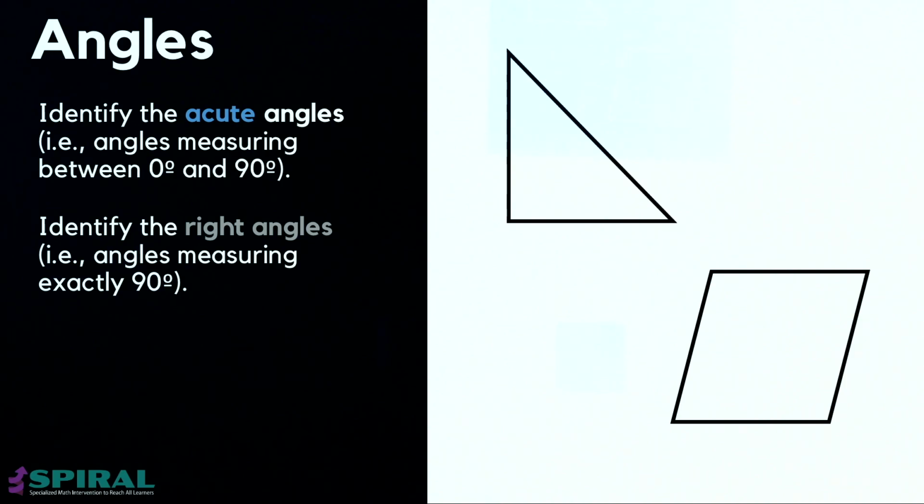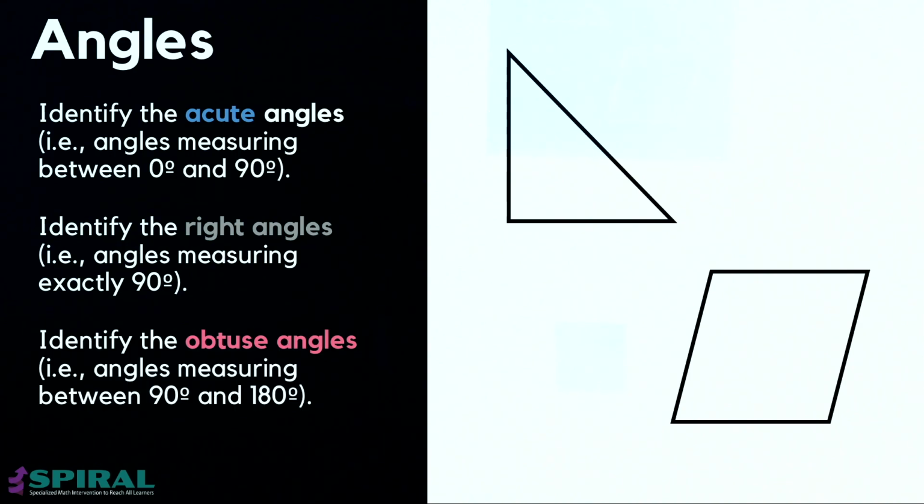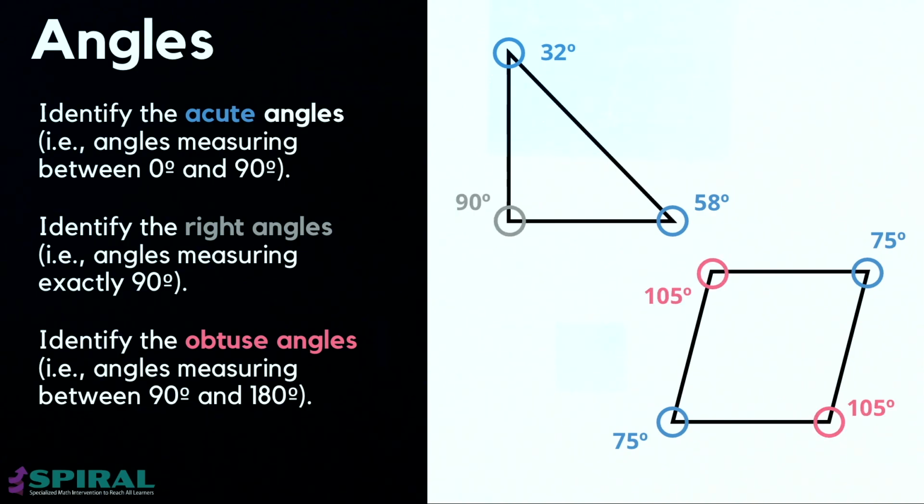Identify the right angles, or angles measuring exactly 90 degrees in gray. Next, identify the obtuse angles, or the angles measuring between 90 and 180 degrees in pink. Here we see 4 examples of acute angles, 1 example of a right angle, and 2 examples of obtuse angles.